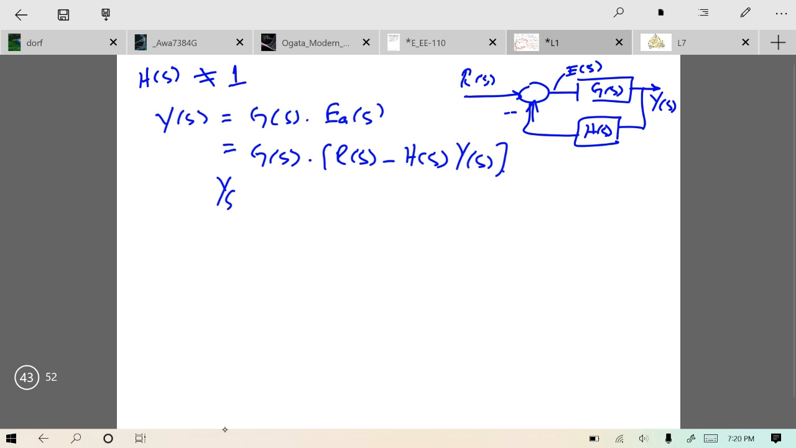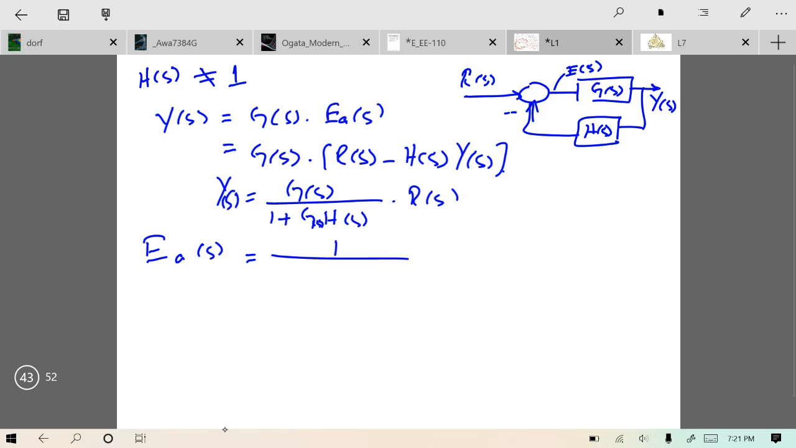Y of S is equal to G of S over 1 plus G of S into H of S, into R of S. So the error signal over here would be equal to 1 over 1 plus G of S into H of S, multiplied by R of S.